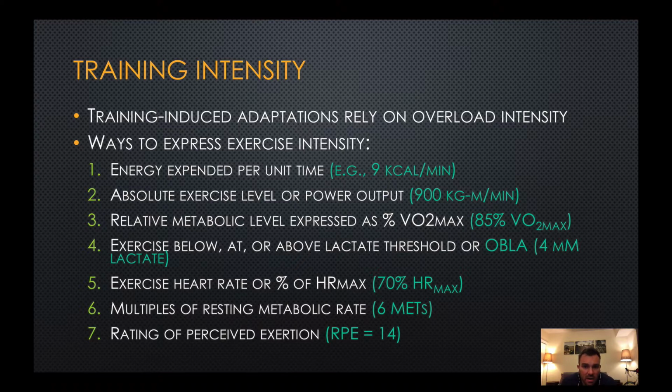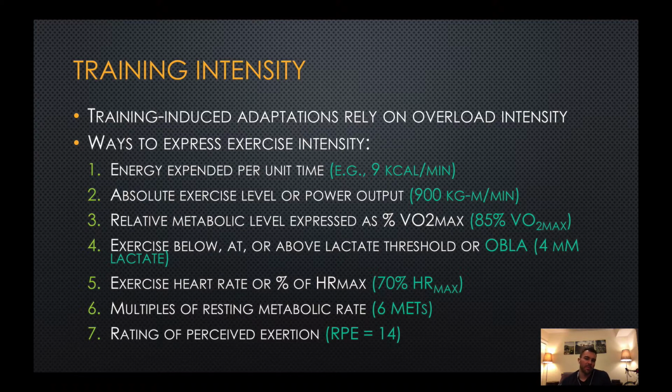Ways we express exercise intensity is usually energy per time, so how many calories you burn per minute. That's usually what you see a lot of times on treadmills and stuff. Absolute exercise level or your power output. Sometimes on Woodway treadmills, they'll give you a power output, or on bikes, sometimes they will. Relative metabolic level, you could look at your VO2 max. You could look at when your onset of blood lactate occurs, which is kind of hard to do because you need to be taking blood when you do that.